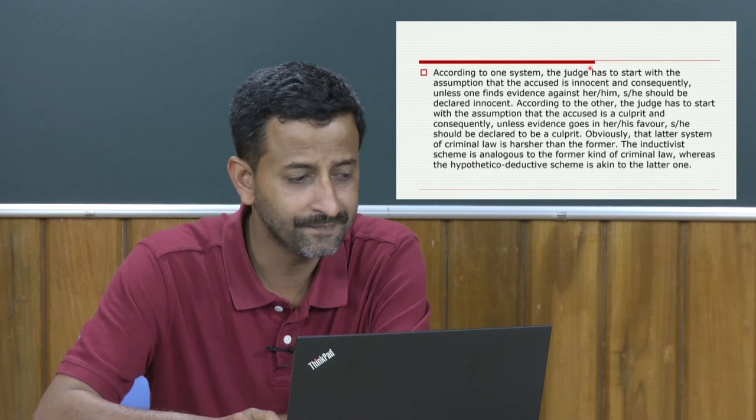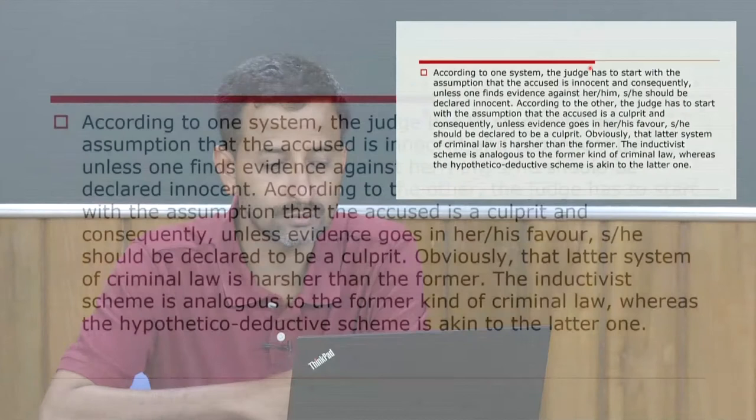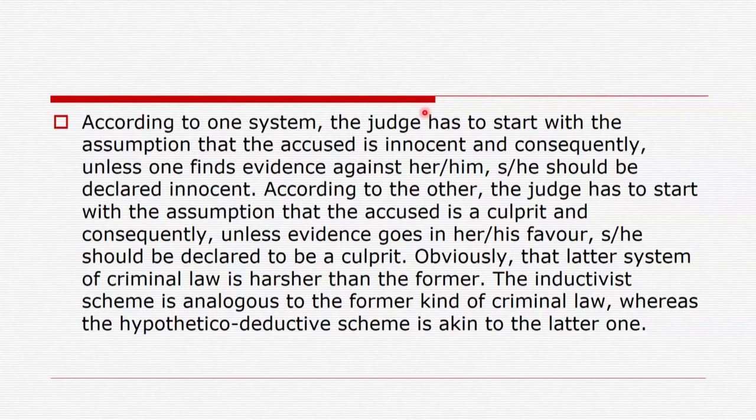According to one system, the judge has to start with the assumption that the accused, suppose in a court of law, is innocent, and consequently, unless one finds evidence against her or him, she or he should be declared innocent. From the very beginning, the judge will start that the accused is innocent, and unless and until one finds evidence against him or her, he or she should be declared innocent.